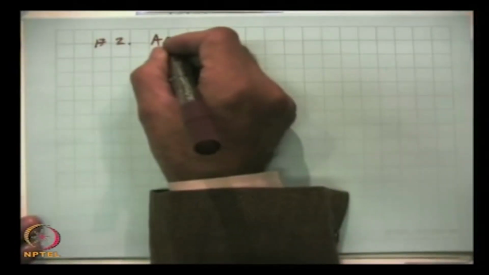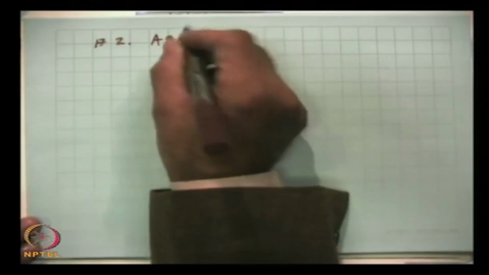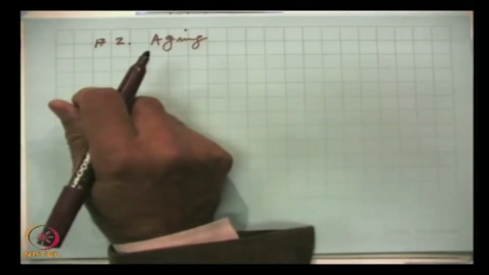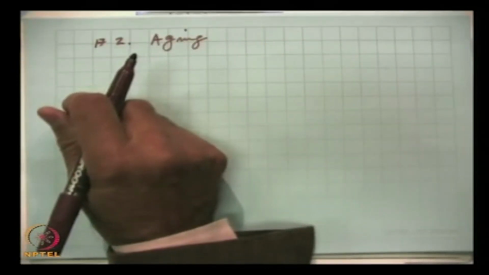What is the other? The other two causes are aging. That means continuous use of the device for a long period may change its characteristics, and if the biasing circuit is not properly fabricated, then this will result in changes in the signal output, for example.